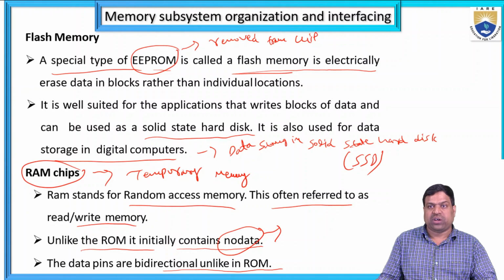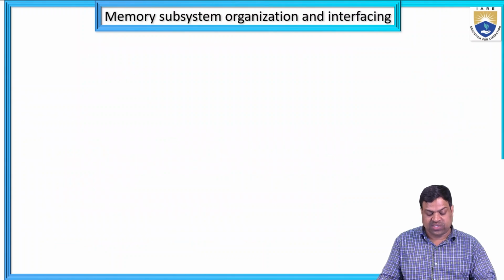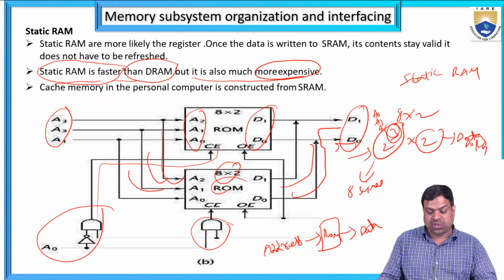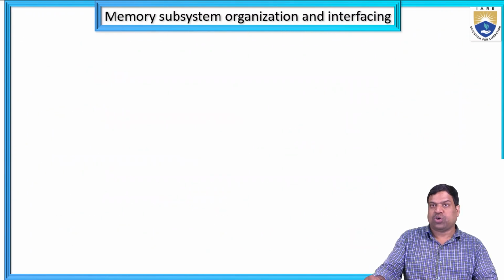RAM is often referred to as read-write memory. Unlike ROM, it initially contains no data, and the data pins are bidirectional. Dynamic RAM and static RAM are the two types of RAM. A dynamic RAM chip is slowly charging and it leaks. And static RAM is a connection of 8x2 ROM internally connected to the memory. Okay, it is about static RAM. It is about the memory system, subsystem organization and interfacing.